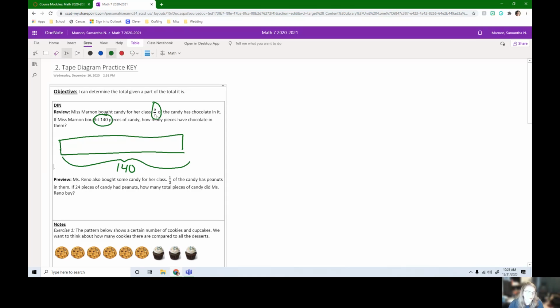And our fraction amount here is 7ths, so I need to break this into 7. So those are my 7 pretty equal pieces. I'm actually proud of that. And 2 of those 7ths are the ones that have chocolate in it. So we need to split this 140 up into our 7 boxes. So 140 divided by 7, we'll get 20 in each box. And so for those 2/7, 2 times 20 or 20 plus 20, we'll get 40 pieces have chocolate in it.